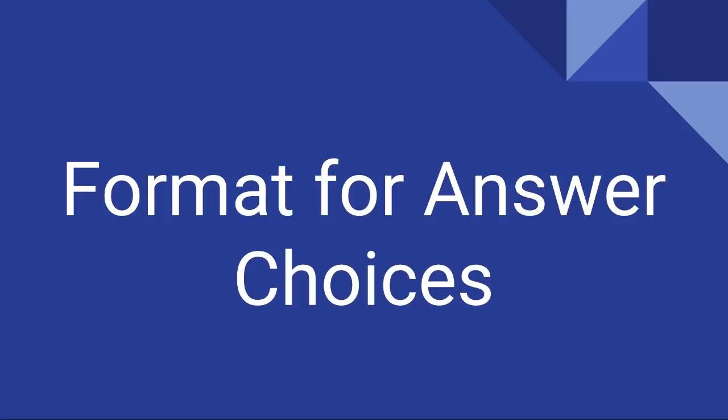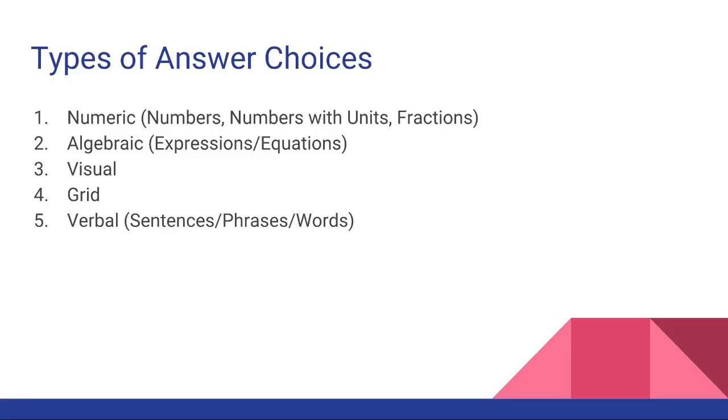As we continue thinking about that, we're also going to look at the format just on the answer choices. So we're no longer looking at the question portion. We're now looking at just the answer choices. And there are 5 types of answer choices. The first one is numeric. We have numbers or numbers with units, such as 6 cars, 7 trucks, or we have fractions. The second type is algebraic. Here we'll have either expressions or equations. Either way, there will be operational symbols involved.